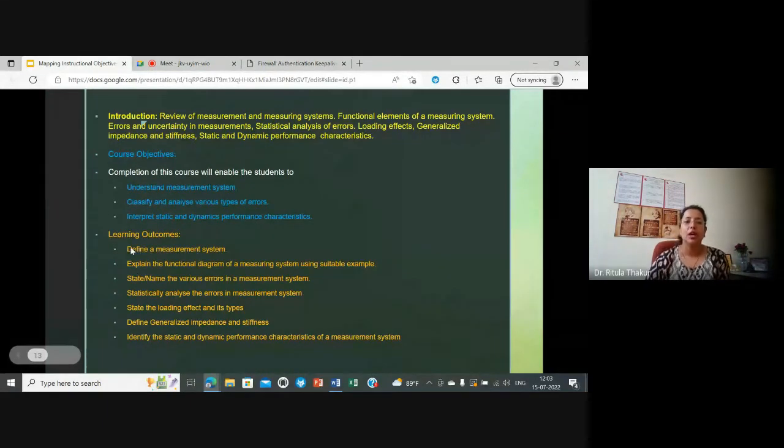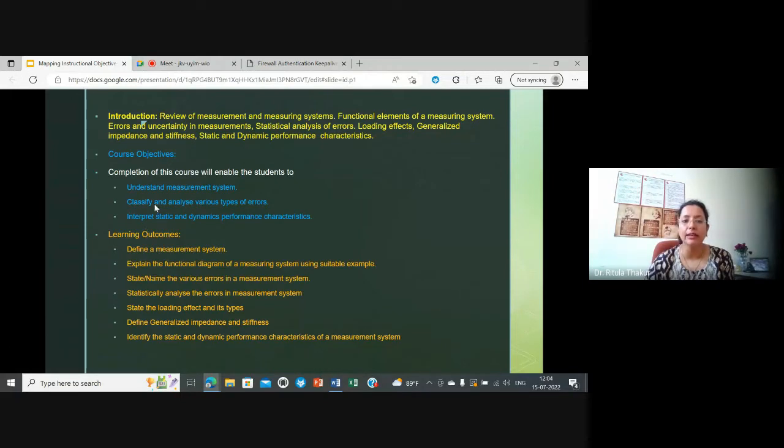For example, for this course objective, it is understand the measurement system. From this, you can again have 2 further learning outcomes. For example, define a measurement system, explain the functional diagram of a measurement system using a suitable example. Now I can use these learning outcomes in order to make my test items. These are useful for me.